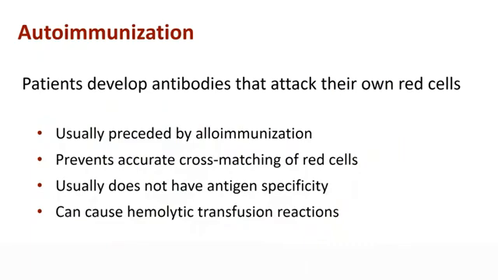Autoimmunization is when the patient develops antibodies that attack their own red cells. Most of these cases are preceded by patients who have been documented to have alloimmunization. This is a serious problem, whether it causes autoimmune hemolytic anemia or not, because the autoantibody will interfere with cross-matching. Many of these don't have antigen specificity, and it's difficult to find the best units. And at times, they can cause life-threatening hemolytic transfusion reactions.